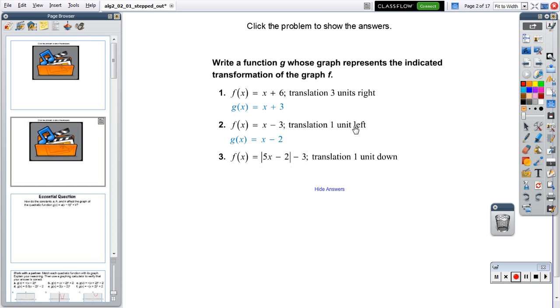Now 3 is the one that's different because the translation is not left or right, it's up or down. This is the one that's very intuitive. It's exactly what you would expect. If I write g of x and it needs to be taking f of x but translated 1 unit down, well, think about whatever I input into x for f of x. I do this, minus 2, absolute value, and the last thing I do is minus 3. Well, the constant that's completely by himself, that is a vertical translation.